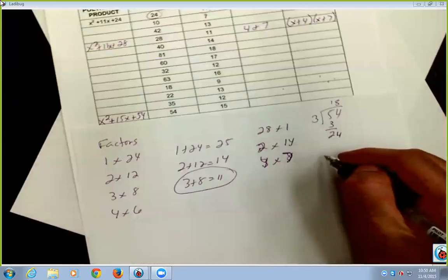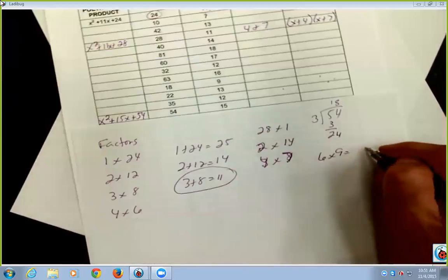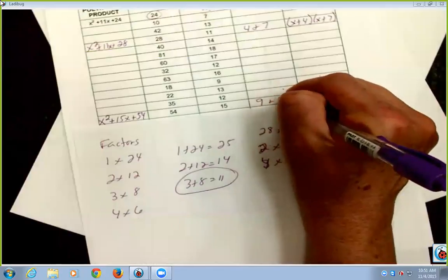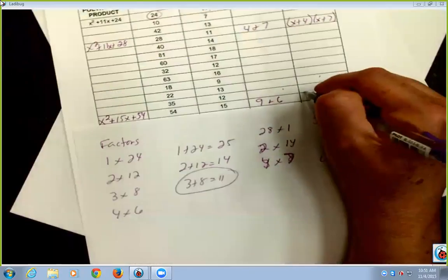4 doesn't go in there. 5 doesn't go in there. 6 goes in there. 6 times 9. And 9 plus 6 is 15. So my answers are 9 and 6. And my binomials.